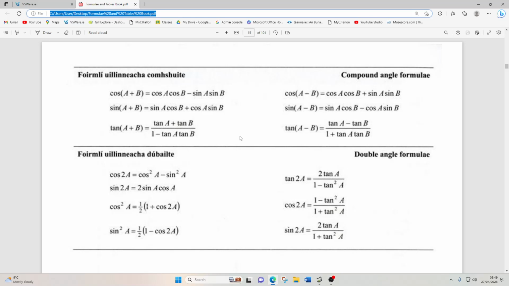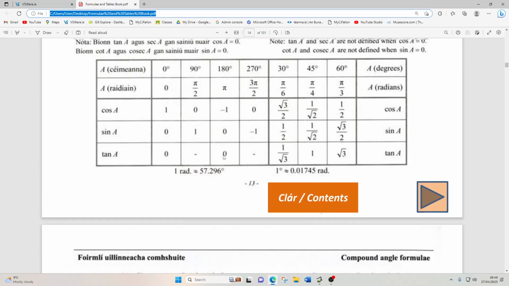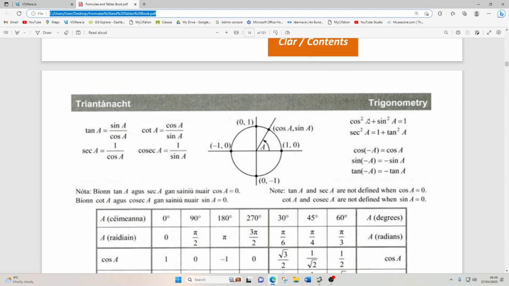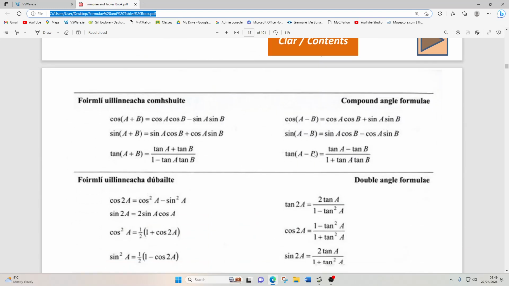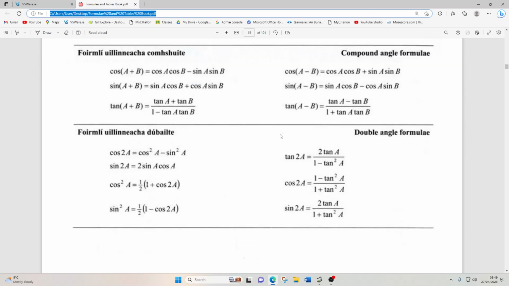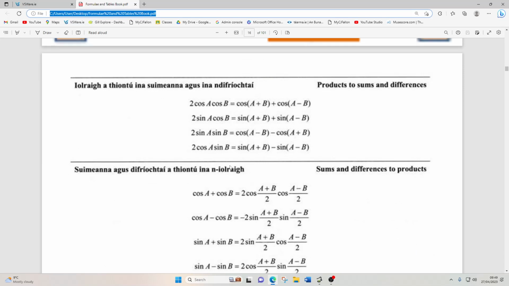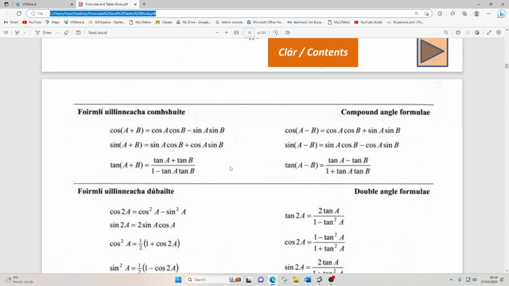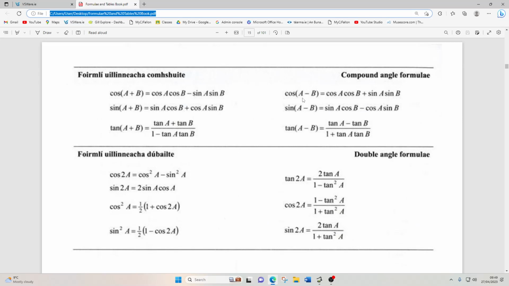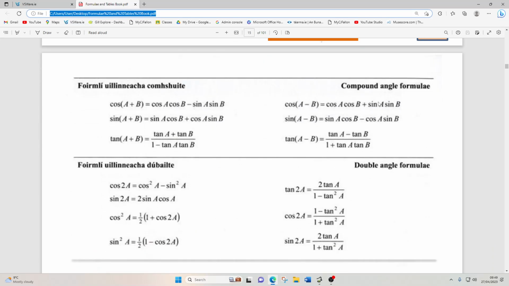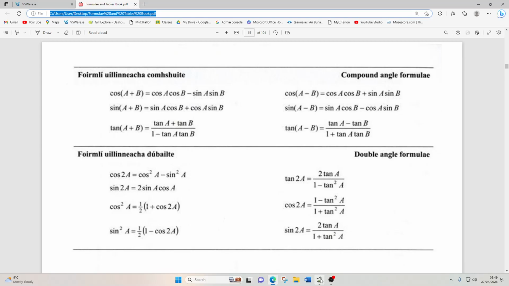We need to prove the formulas. The formula for cos of A minus B, the quadrant formula. So we just want to prove what the formula is.